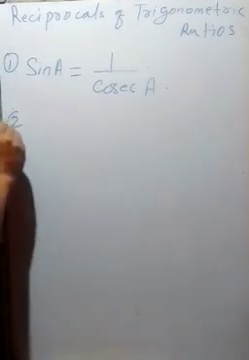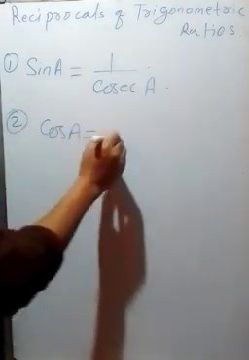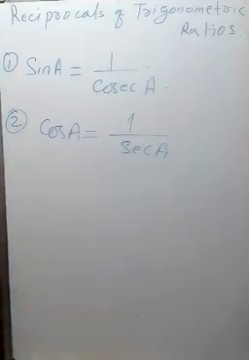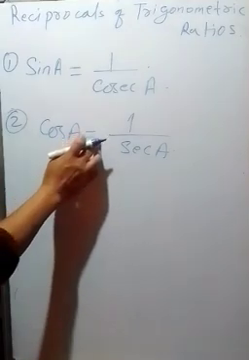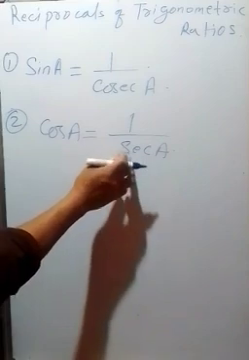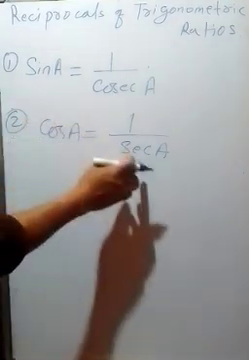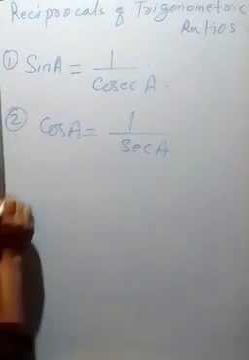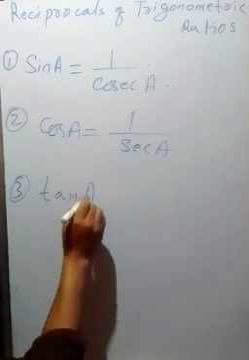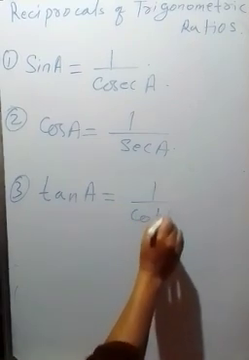Similarly number 2, cos. This gives 1 by sec. Cos A is equal to inverse of sec. Or when you find the inverse of sec, then this becomes inverse of cos. These two are related to each other inversely. And finally, number 3, tan A, where A is angle. This is inverse of cot A.